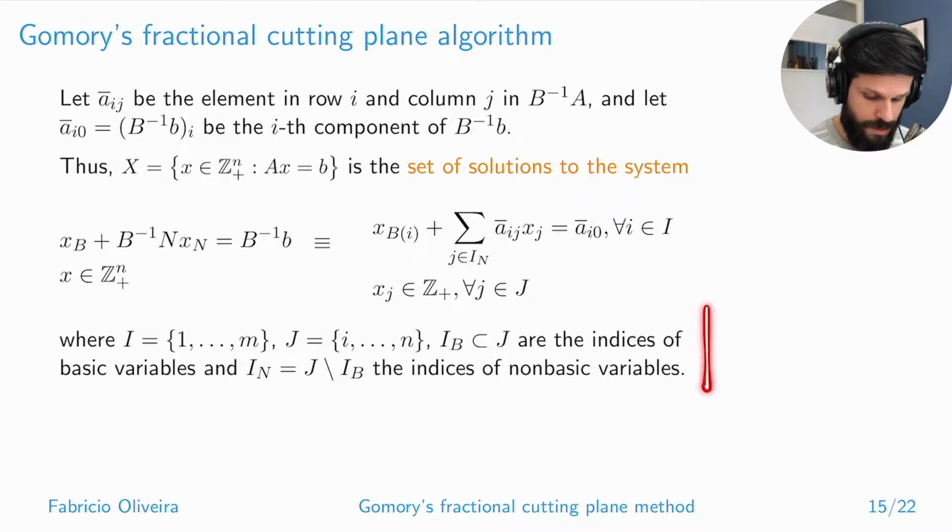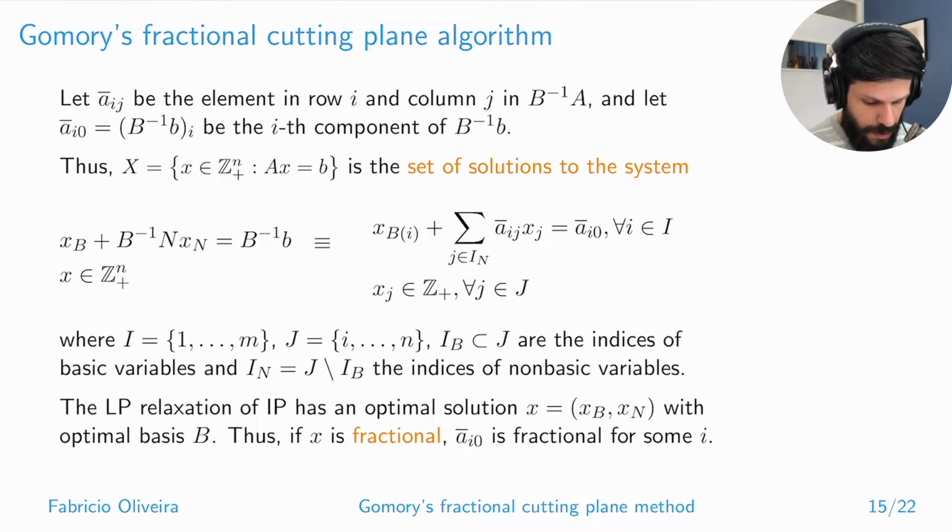And this is just to remind you what I and J are. I is my set of rows, J my set of columns. I_B is my set of basic indices from my variables, and I_N is my set of non-basic variables, which is basically the set of all variables minus those that are in the basis. I'm sure you're familiar with that after doing homework 3 and implementing the simplex method. But anyway, I just wanted to make sure the notation is self-contained here in case you don't remember these anymore.